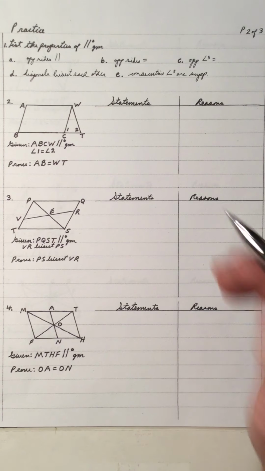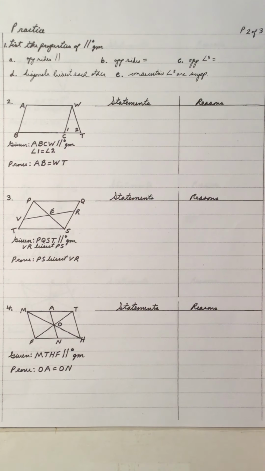If you want, pause the video and see if you can work these proofs out. Again, the proofs on quadrilaterals are a little bit harder than the proofs on congruent triangles, but you have to know the unit on congruent triangles in order to make the proofs on quadrilaterals easier to do. Let's do number one.